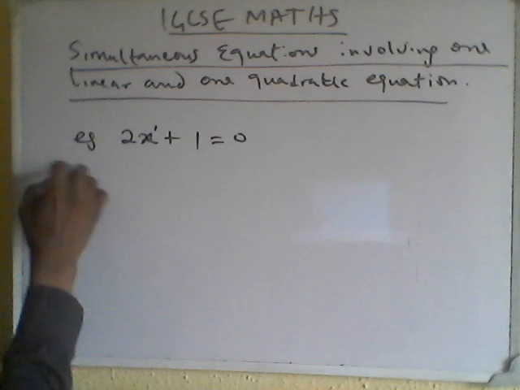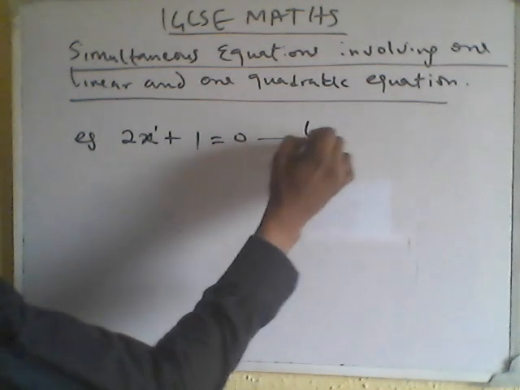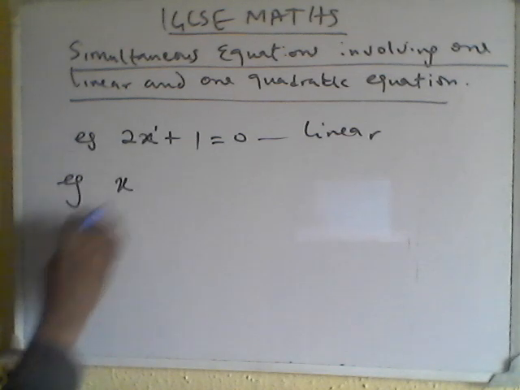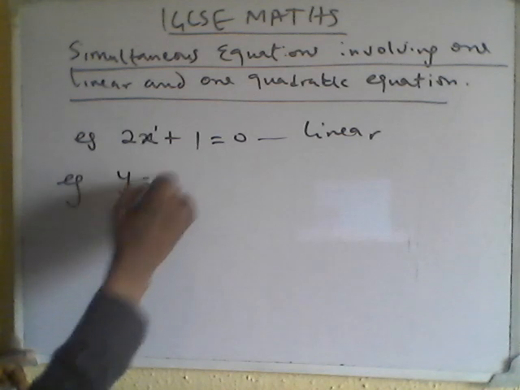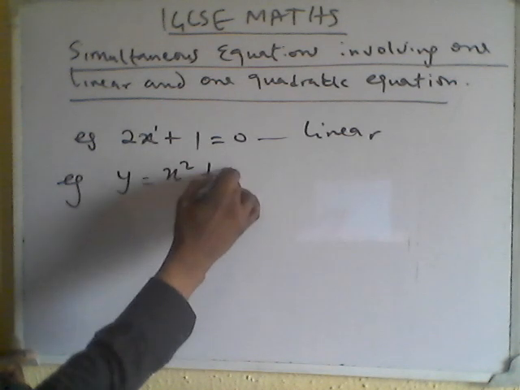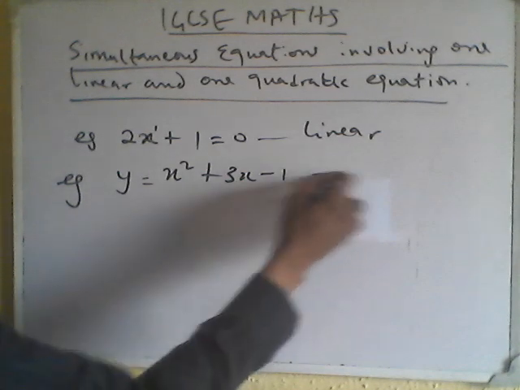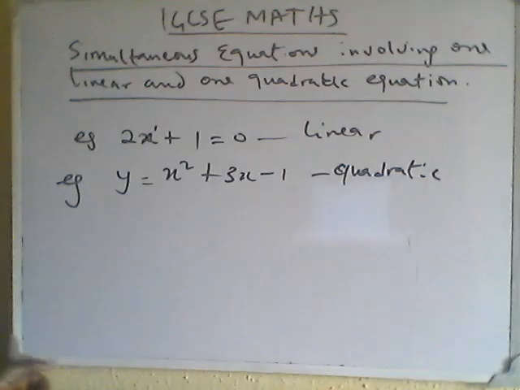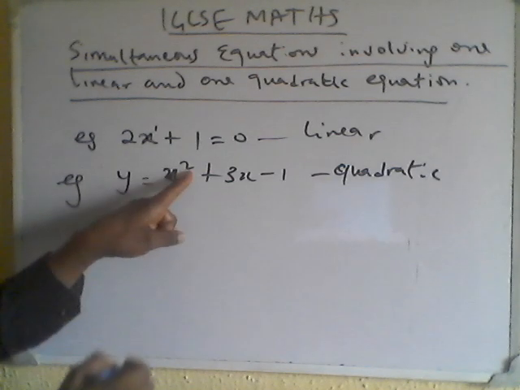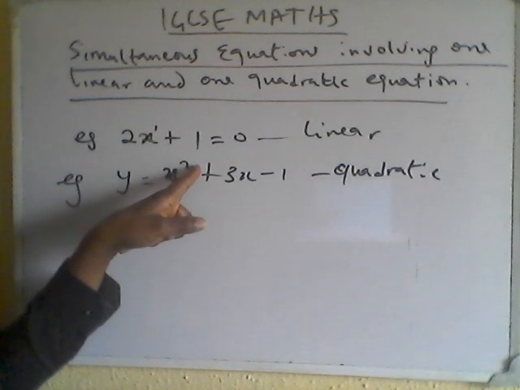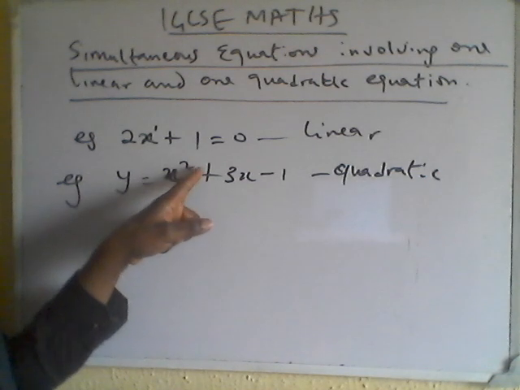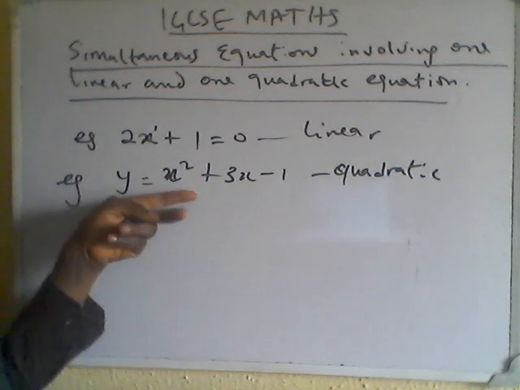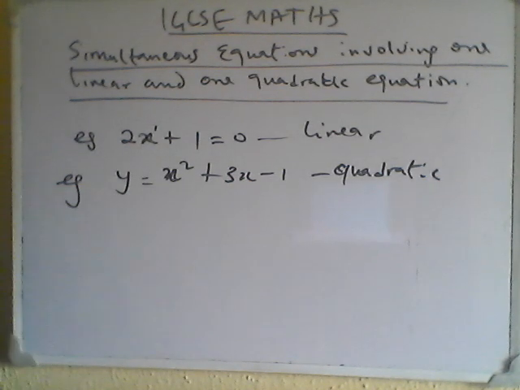So an example of a quadratic equation, okay, so this is linear. A quadratic equation includes y equals x squared plus 3x minus 1. So this is a quadratic equation. Why? Because the highest power of the variable x is 2, the highest exponent is 2. You have 1 as well here, but 2 is the highest power. So this is a quadratic equation, while this is a linear equation.